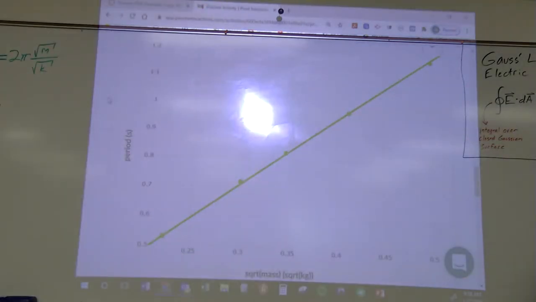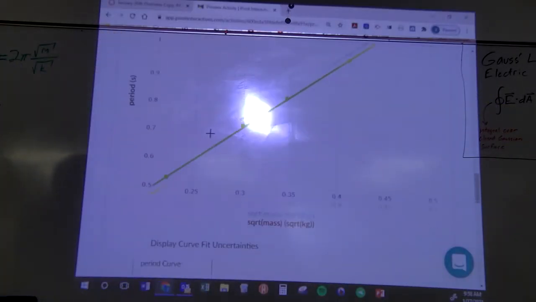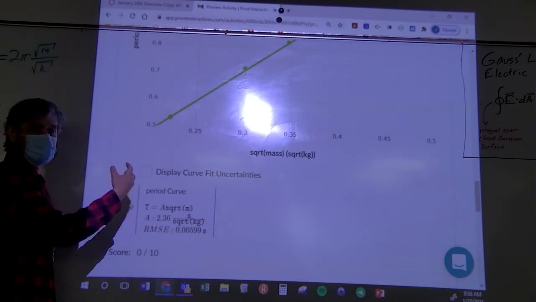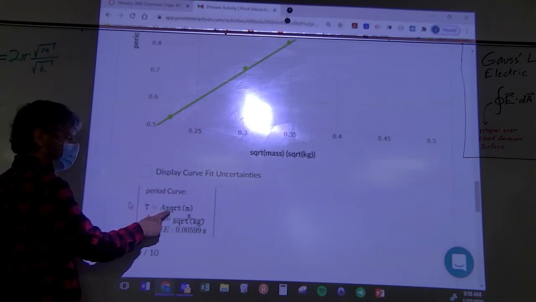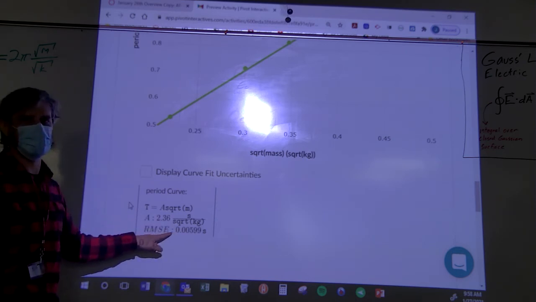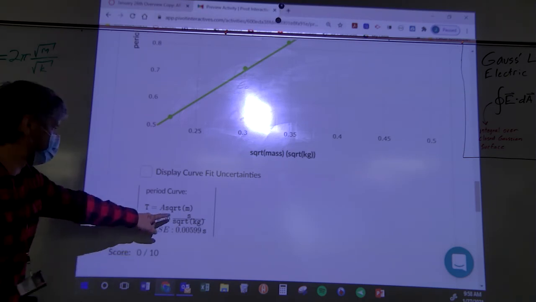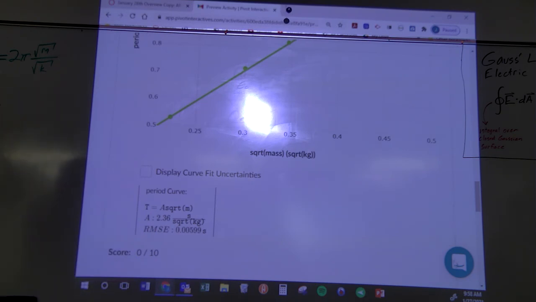Oh, wait, first. Where can I get the information for that slope? Right down here. I have T, which is a period. It uses the inputs, the things that I put in the data table. T equals a times the square root of mass. That's the equation right there. And then it gives me the value for a. That's where I get the data. And the units, seconds over the square root of kilograms, will make sense if you think about it.